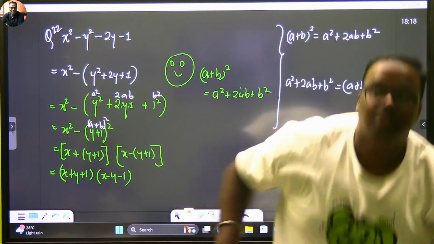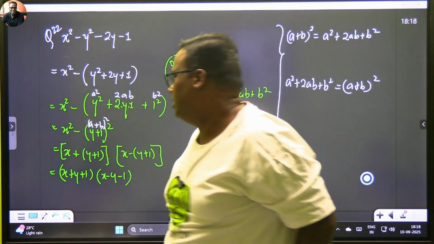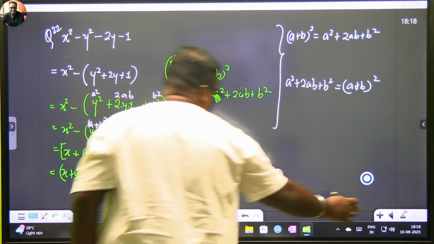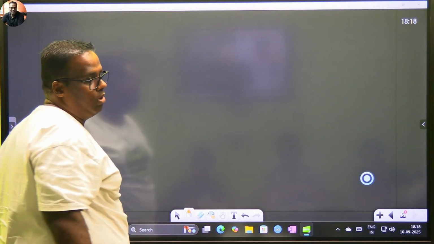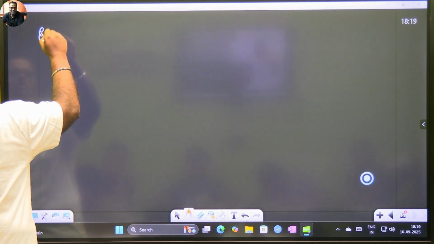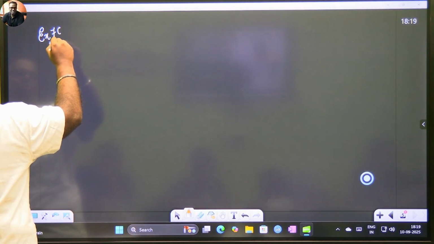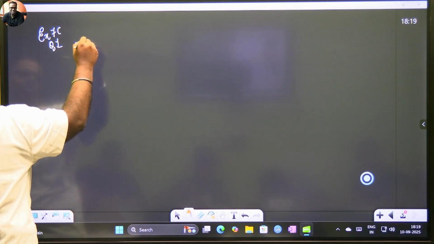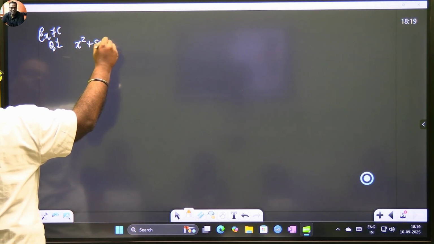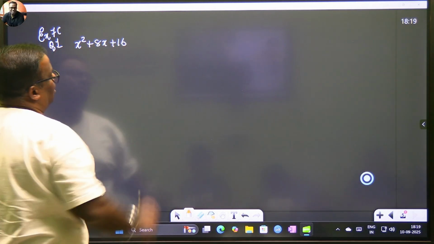Tell me 7C question number 1. Just tell me question number 1. I'll show 2 problems which will clear you up. Okay, exercise 7C question number 1: x square plus 8x. All of you have a look here.